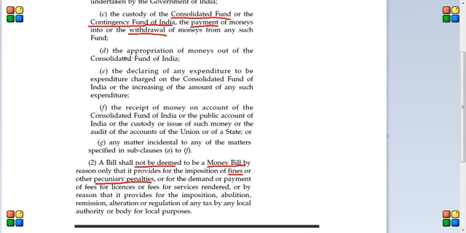And there are many other things, like the appropriation of monies out of the Consolidated Fund of India. The declaring of any expenditure to be expenditure charged on the Consolidated Fund of India, or the increasing of the amount of any such expenditure. It's also pretty clear. The receipt of money on account of the Consolidated Fund of India or the public account of India, or the custody or issue of such money, or the audit of the accounts of the Union or of a state. Next, any matter incidental to any of the matters specified in subclauses A to F.